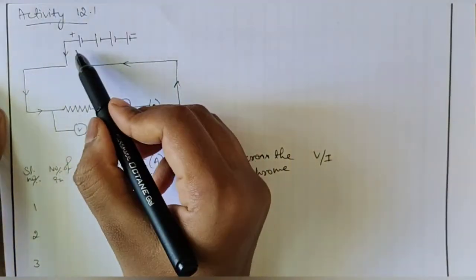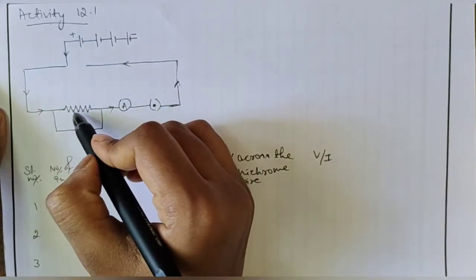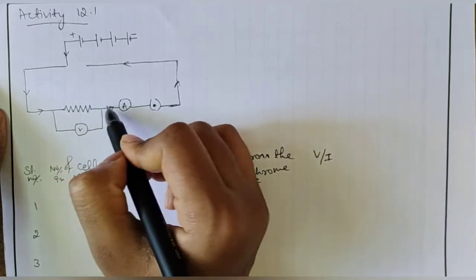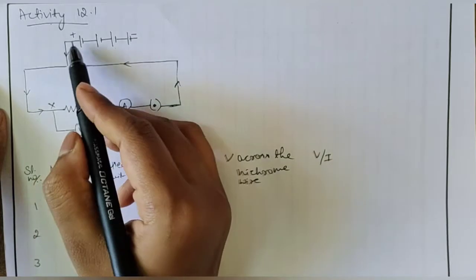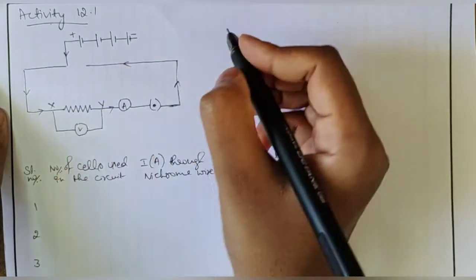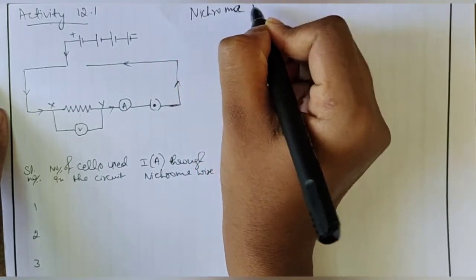Now see, this positive terminal is connected to a resistance. So this is the symbol of resistance now. Let us name these two terminals as X and Y. Here the positive terminal is connected to resistance, and this resistance is made up of a wire called nichrome.